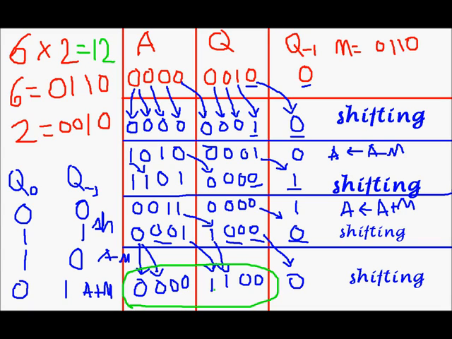Now in case you have one of the numbers negative, or if both of the numbers are negative, suppose minus 6 is negative, then you take the 2's complement of 6, and that will be in the position of M. Perform all the steps as they are, and then in the final, when you get the result, then just take the 2's complement of the result, and that will be the answer.